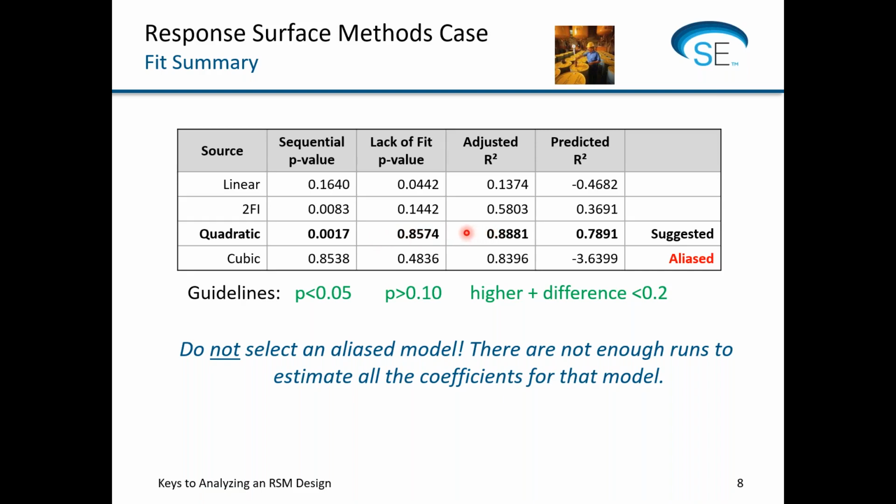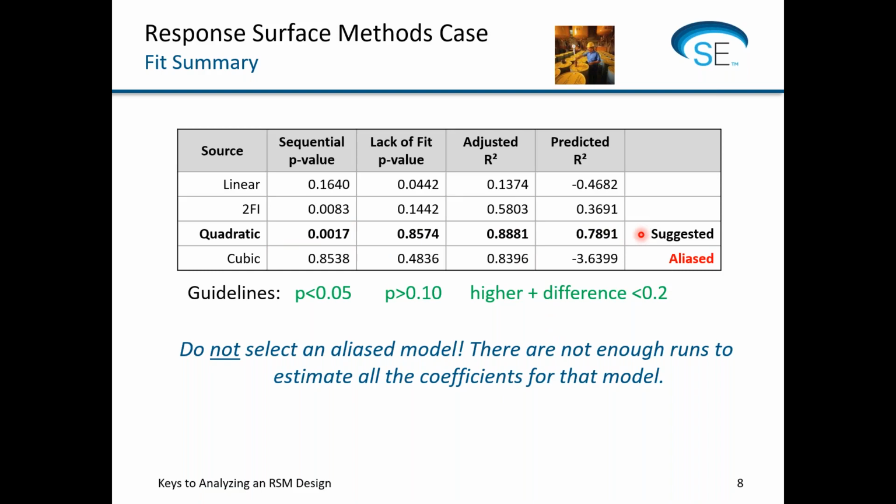Then the last two columns, and I have another screen that will give a better definition of these R-squared values, but for right now, we want higher R-squareds, and you can see these are the higher numbers. And we also prefer that the difference between the actual and the predicted R-squared is less than 0.2, which it is. And so overall, this quadratic model becomes our suggested model.